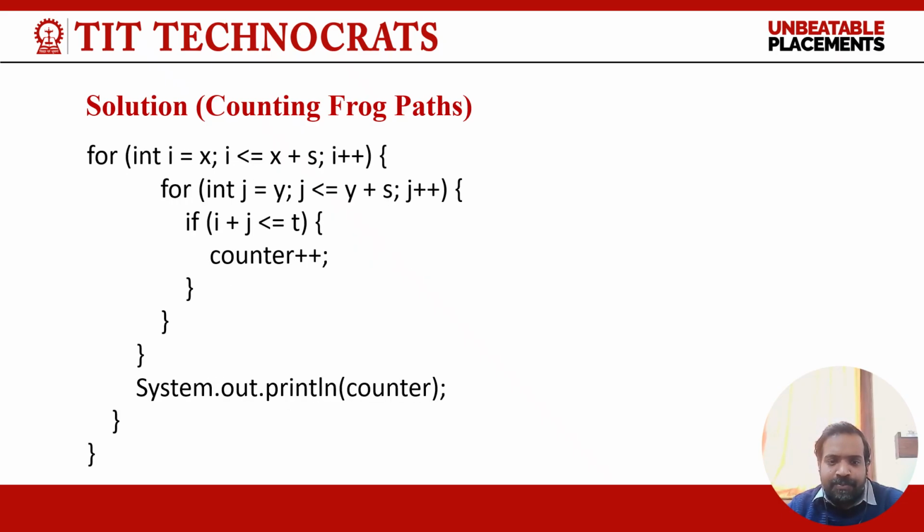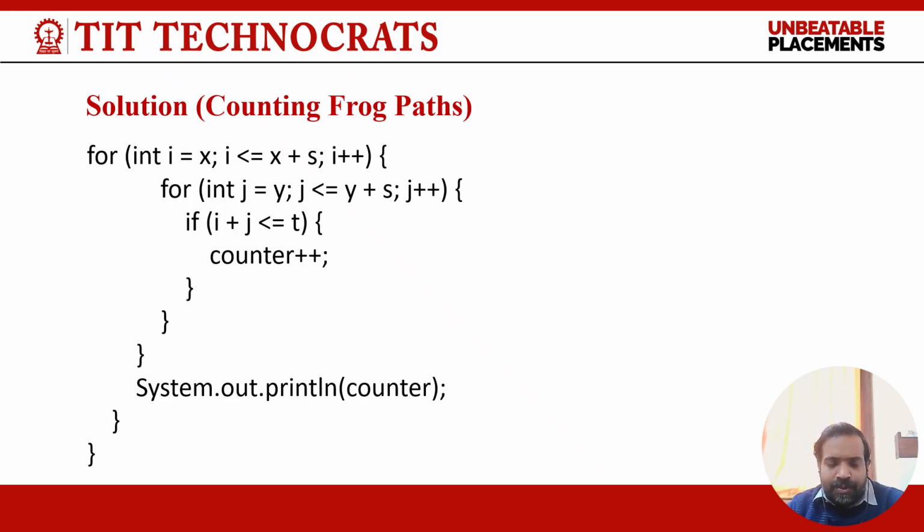After that, we have simply written a for loop for int i equal to x. So we will start that loop from x. Then while i is less than or equal to x plus s, we will increment i. Then we will write an inner loop for the y coordinate also. So we will initialize it with int j equal to y, and while j is less than or equal to y plus s, we will continue it, and we will update j by 1 after every iteration.